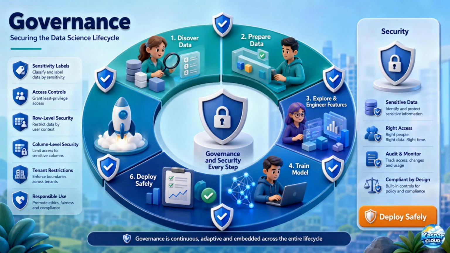Governance is central to Fabric data science. Microsoft Purview policies, sensitivity labels, access controls, role-level security, column-level security, and tenant-level restrictions can all influence what users and agents are allowed to access. For data science teams, governance should not be treated as a final checklist completed at deployment time. It should be integrated into the workflow from data discovery through model deployment and operational use. This includes understanding which data is sensitive, who can access it, which features are appropriate for modeling, and how predictions should be interpreted and consumed.